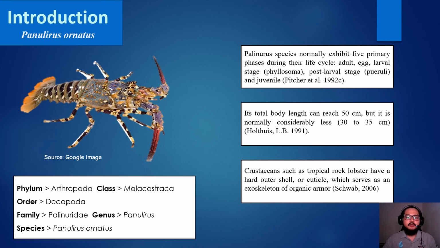Panulirus species normally exhibit 5 primary phases during their life cycle, which are adult, egg, larval stage, post-larval stage, and juvenile. Their body length can reach 50 cm, but normally it is less, which is 30 to 35 cm. This type of crustacean, such as this tropical rock lobster, has a hard outer shell or cuticle which serves as an exoskeleton or organic armor. And you can see from the box below the image is the taxonomy of this species.